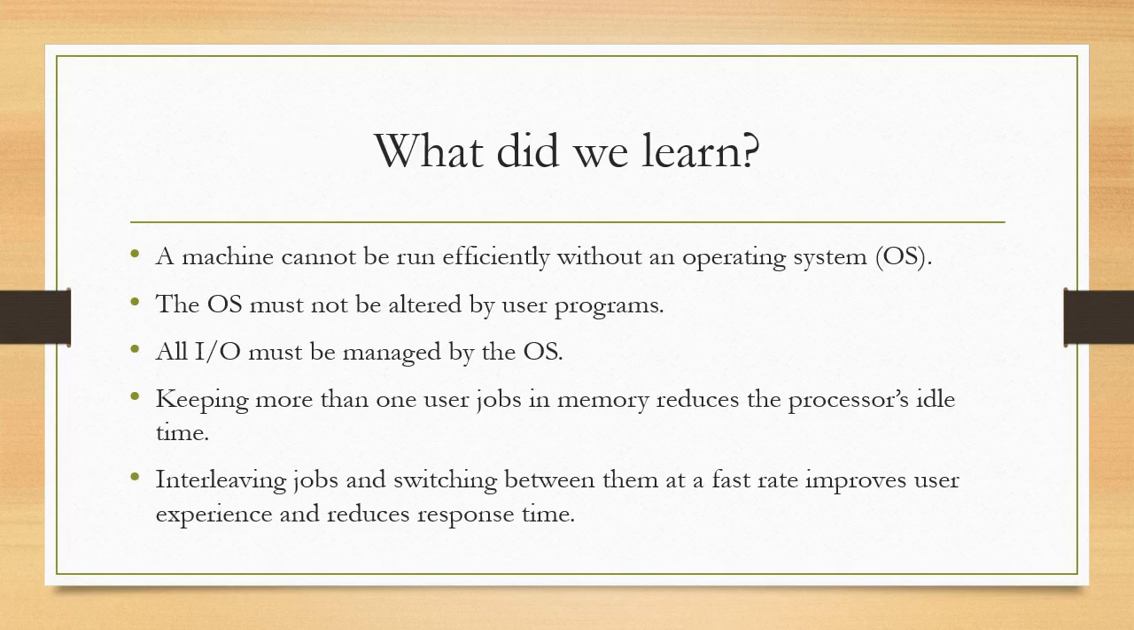Here we finish the evolution of computers. What did we learn? A machine cannot be run efficiently without an operating system. The operating system must not be altered by user programs. All I/O must be managed by the operating system. Keeping more than one user job in memory reduces the processor's idle time. Interleaving jobs and switching between them at a fast rate improves user experience and reduces response time of the machine.